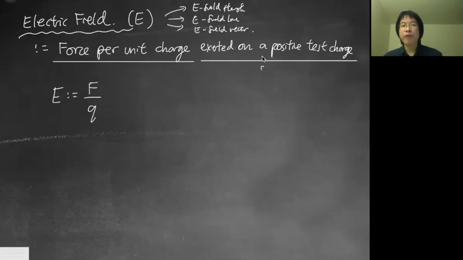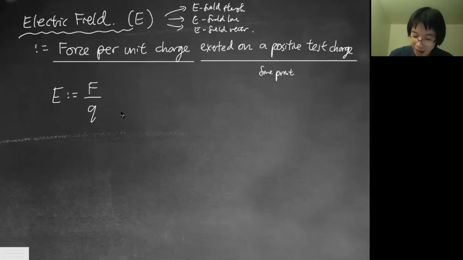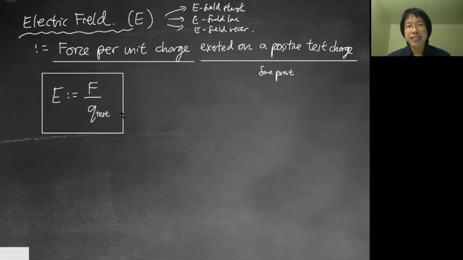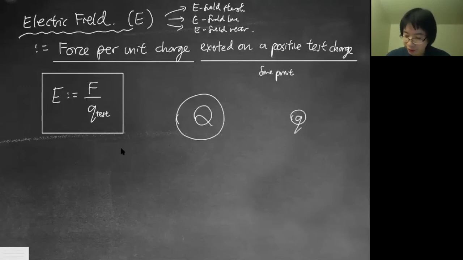It's the force exerted what? Because it's always on something by something, right? So it's on a positive test charge. So what we divide by is a test charge over here. The best way to understand this is with an example, with the previous example. So let's say this is big Q, this is small q. Let's calculate the force on this guy, right? The force on this guy is KQ over R squared.